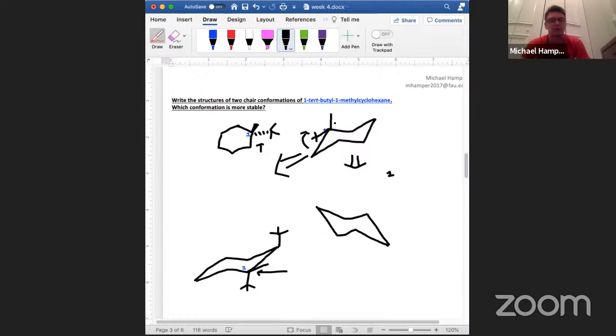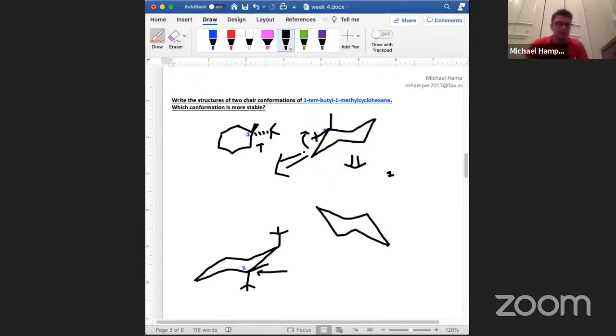To answer your question directly, this isn't any more or less stable than the previous one. Oh, okay. Because at the end of the day, you're in a chair and you have your biggest group on your equatorial position. What do you mean when you say up, down, stays? But so, all right, this will answer your question.